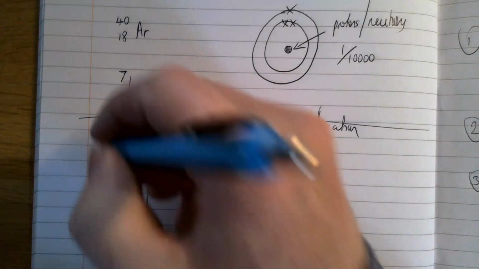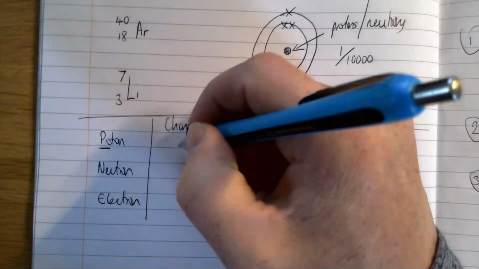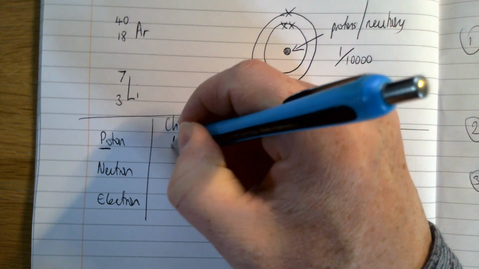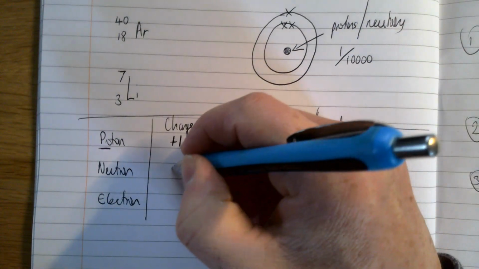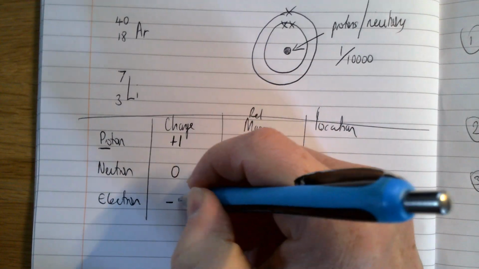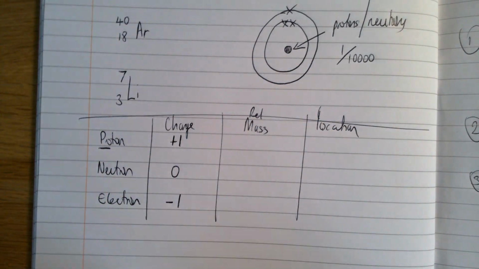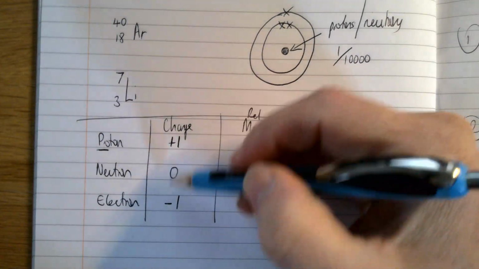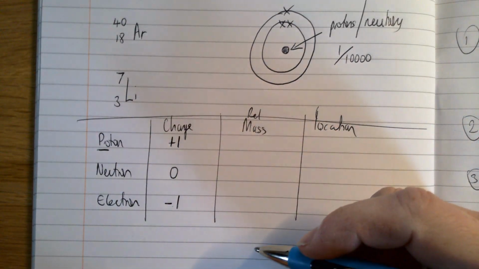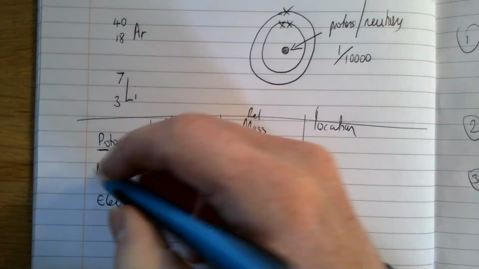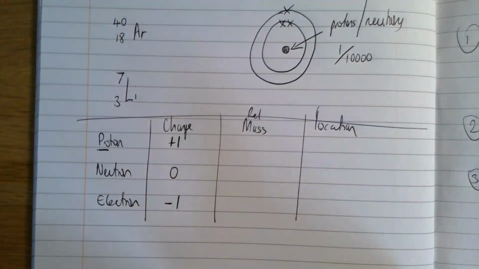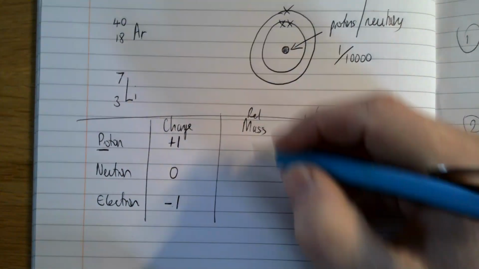We should know that protons have a positive charge, so it should be a +1 charge. Neutrons have 0 charge, and electrons have a negative charge. Atoms always have the same number of protons and electrons if they're neutral atoms. We'll talk about ions in another video. So there must be the same number of those, so it's overall neutral, same number of pluses and minuses.